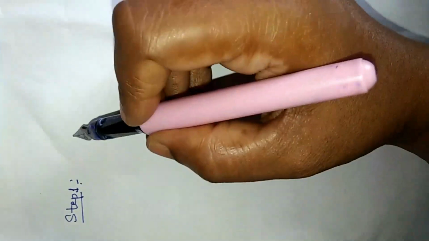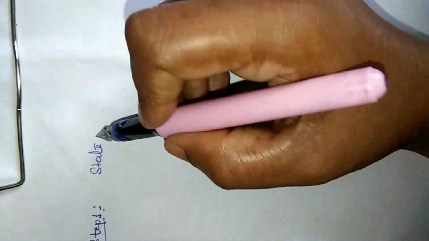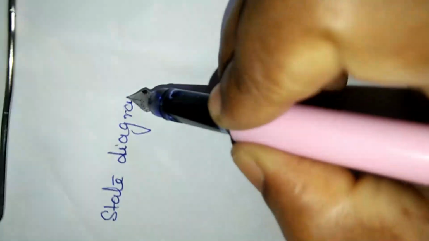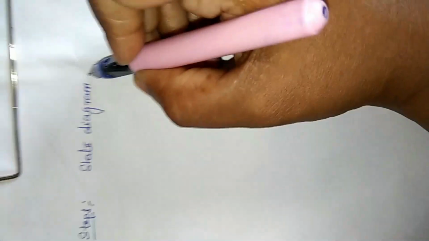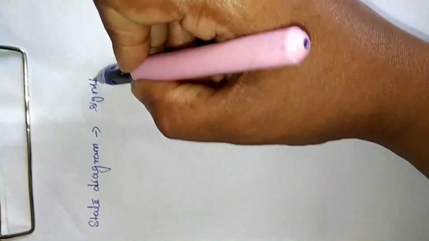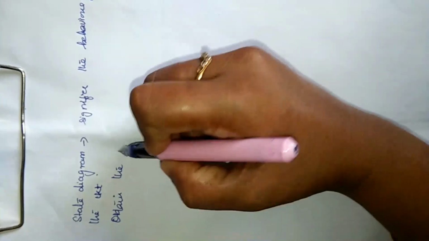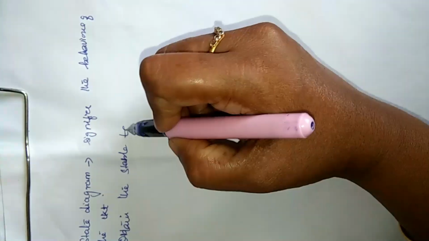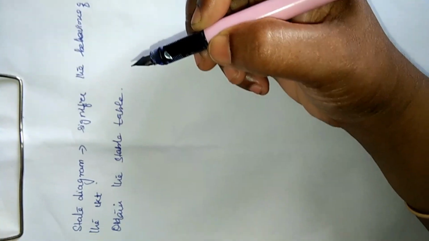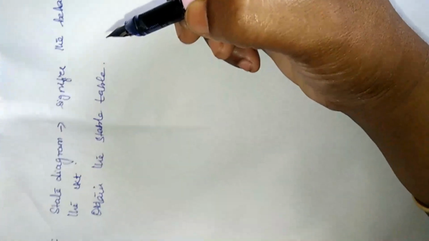Step number 1 is we'll have to draw the state diagram. This state diagram will be given in the question, and we know that the state diagram signifies the behavior of the circuit. Step 2 is we'll have to obtain the state table. We already discussed what is a state table, what is state, what is the present state and next state, everything we have discussed. Based on that, we'll have to draw the state table.